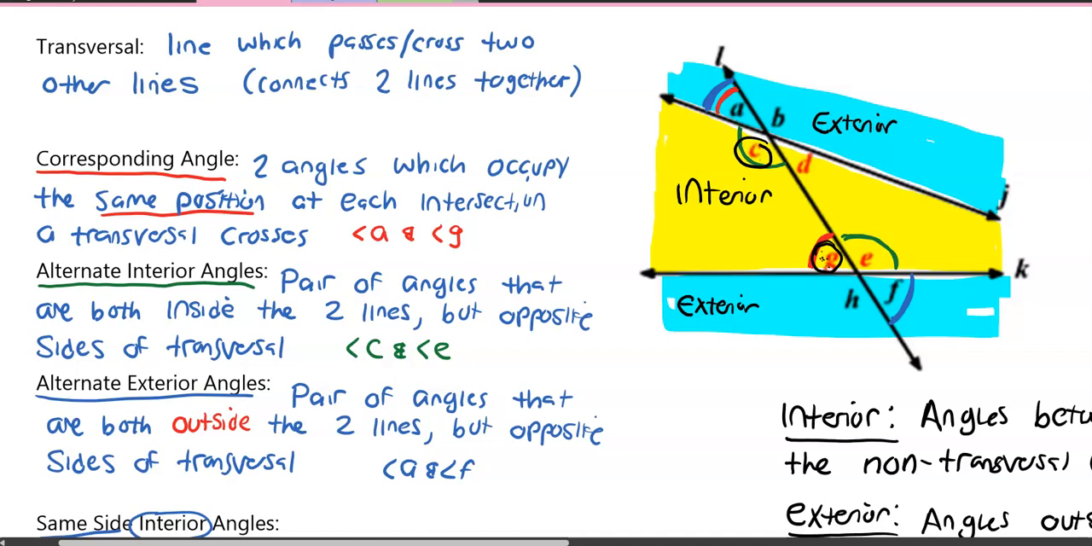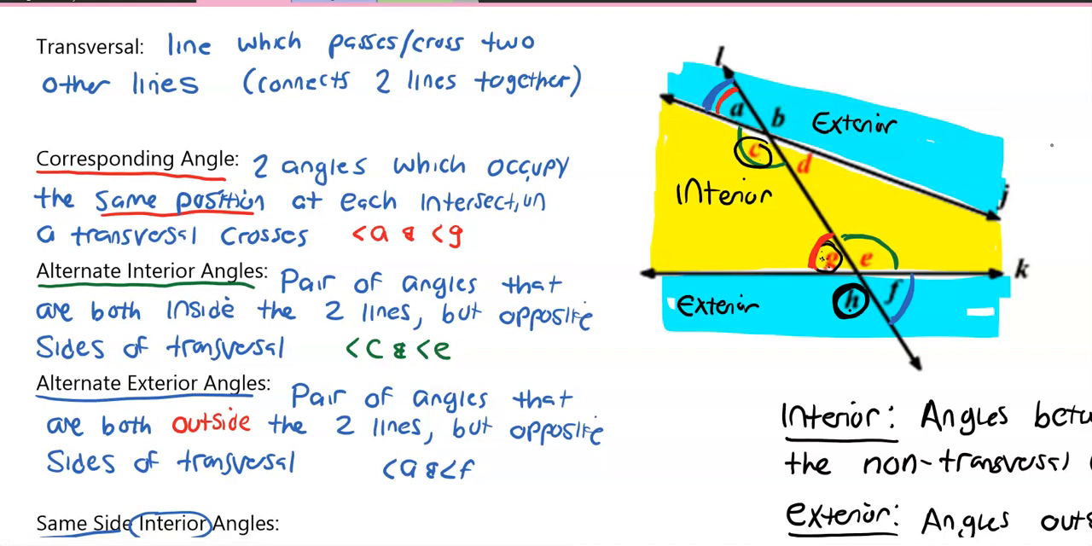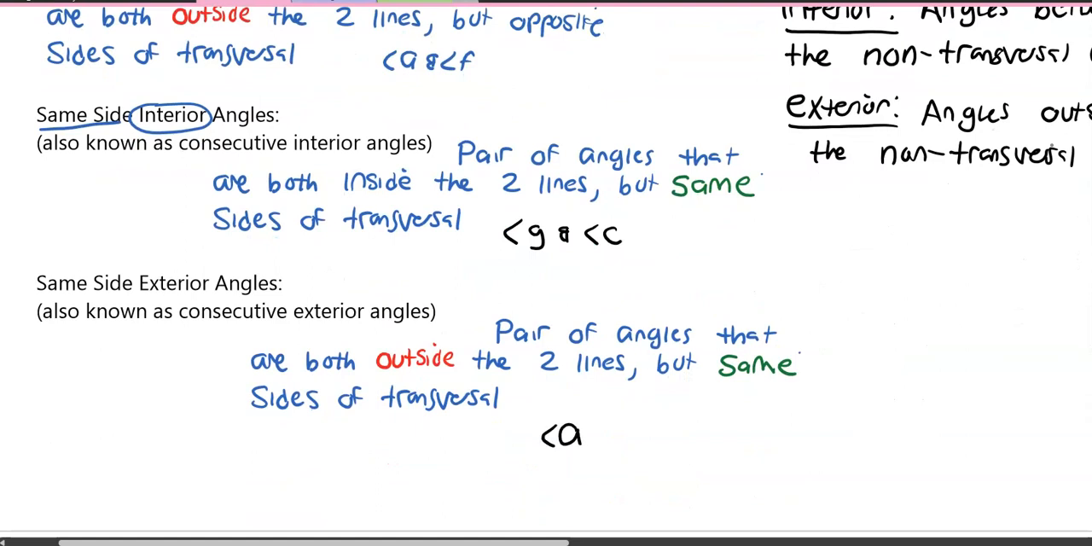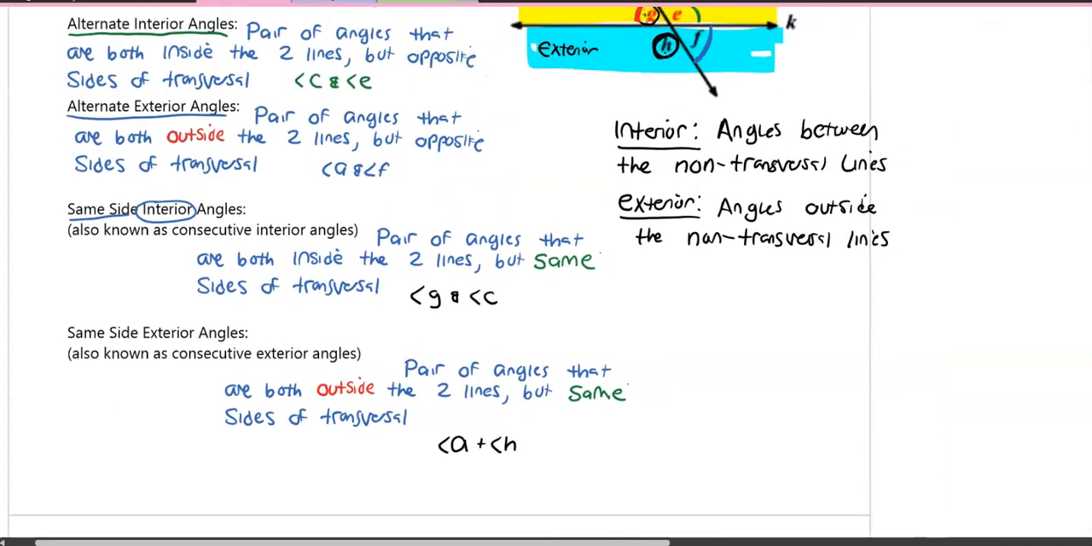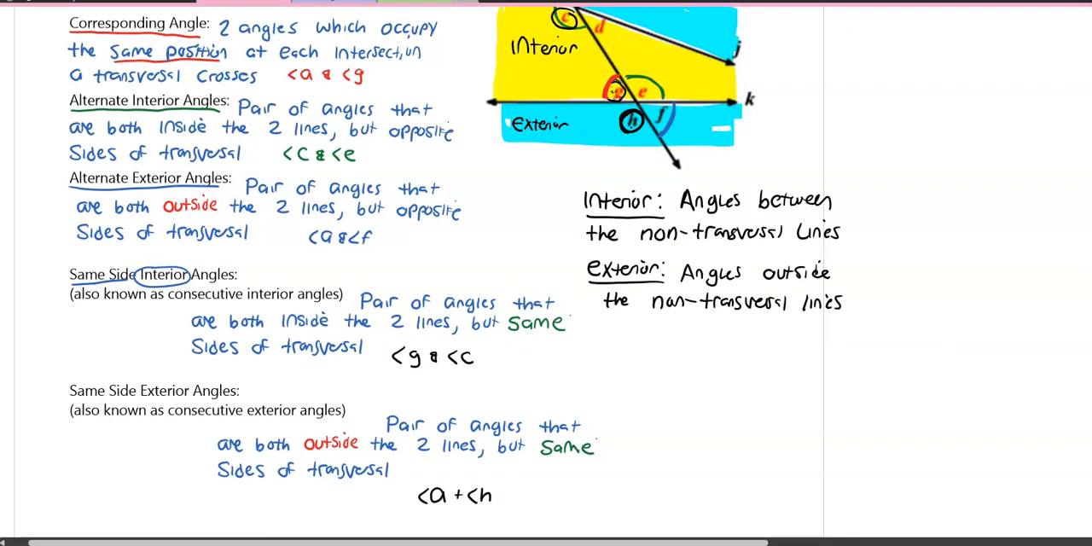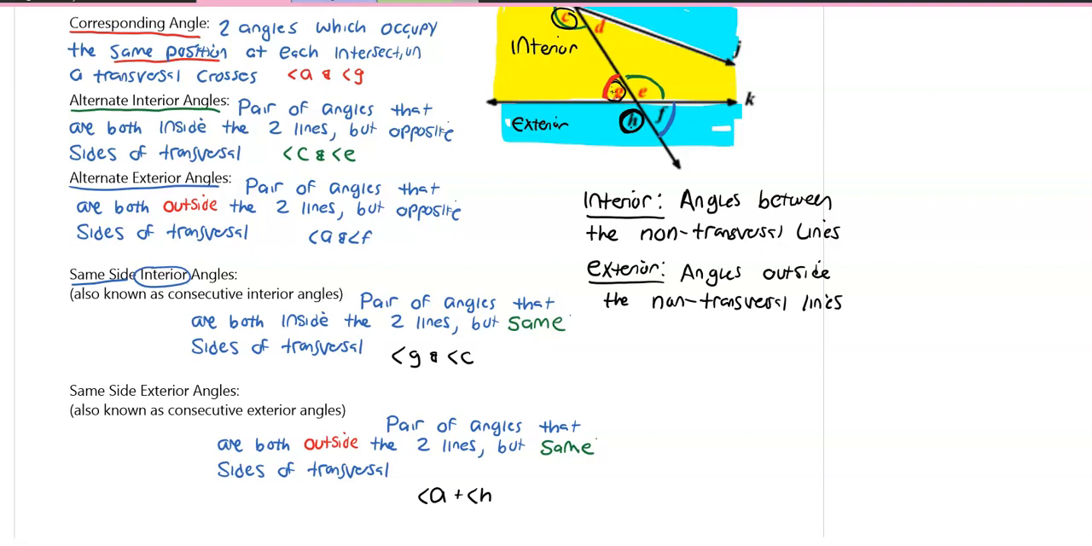And then when we talk about same side exterior angles, we'd be talking about angle H, because it's on the exterior, and also angle A, because it's on the same side of our transversal. So this would be angle A, and then angle H. So that's all the definitions we have, and there are a total of 5 different types of specific angle pairs that occur when we have a transversal connecting two intersections to one another.